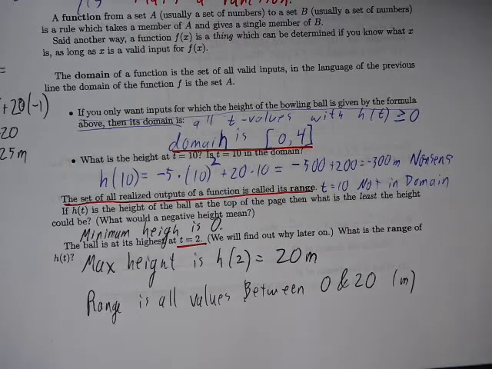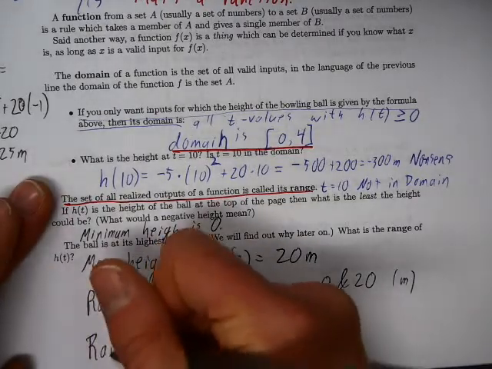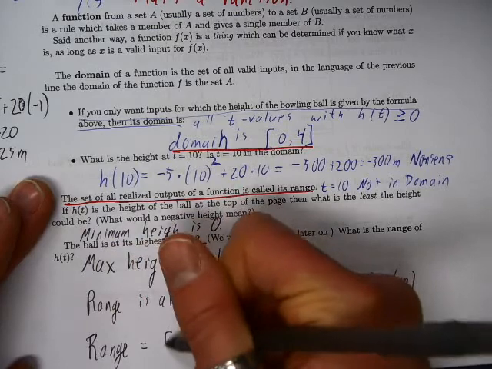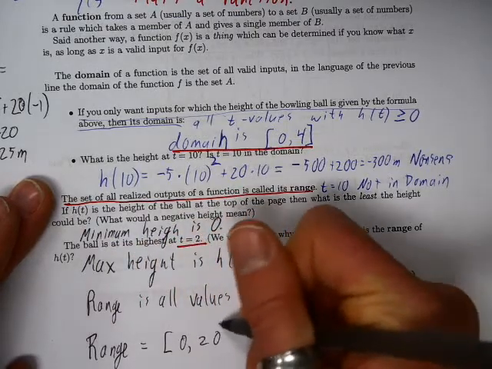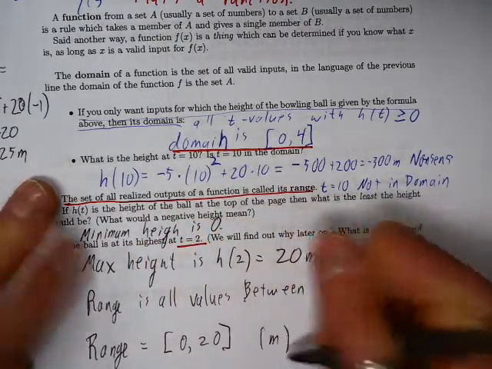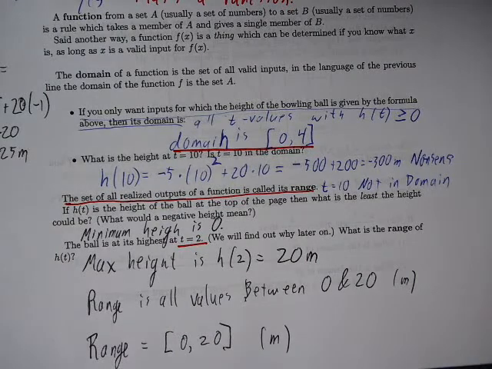Is the height ever exactly 20 meters? No. At time equals 2. Is the height ever exactly 0 meters? So should those be included or excluded? So the range of this function is exactly 0 to 20. And again, just for emphasis, this is all in meters. Any questions so far?